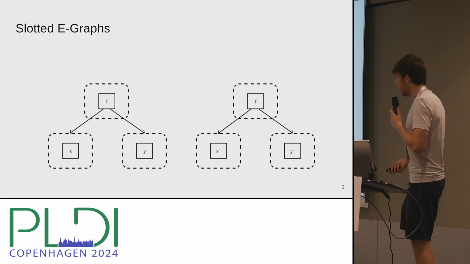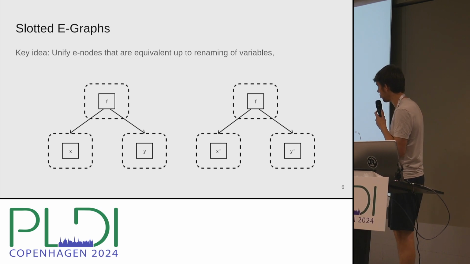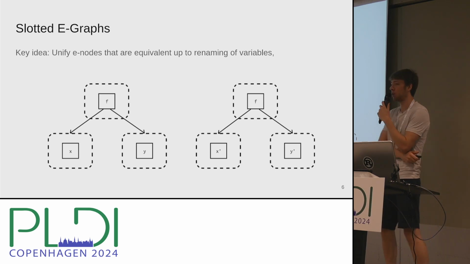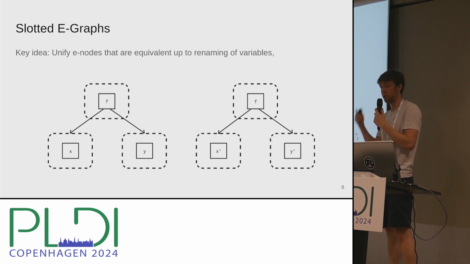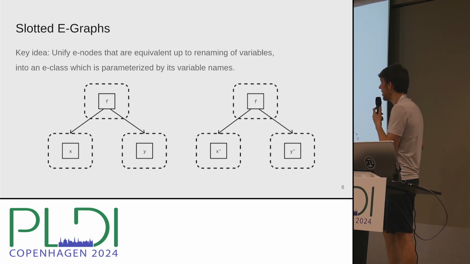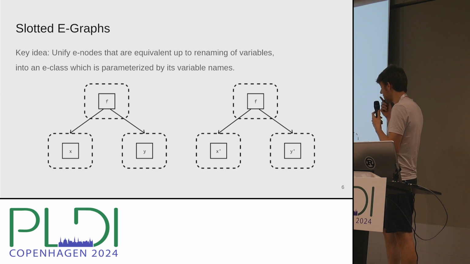And now to make this slotted, we have to apply the following key idea. We want to unify e-nodes that are equivalent up to renaming of variables, right? We want to merge things that just have different names but are conceptually the same. And we want to unify them into an e-class which is parameterized by its variable names. So what does this mean in practice?